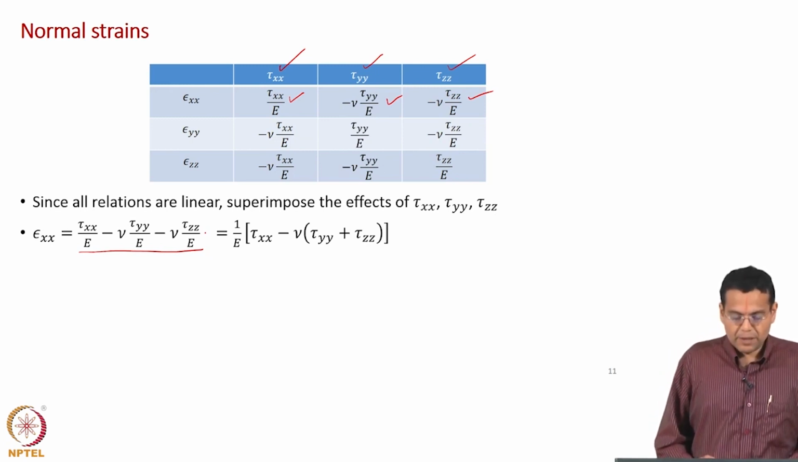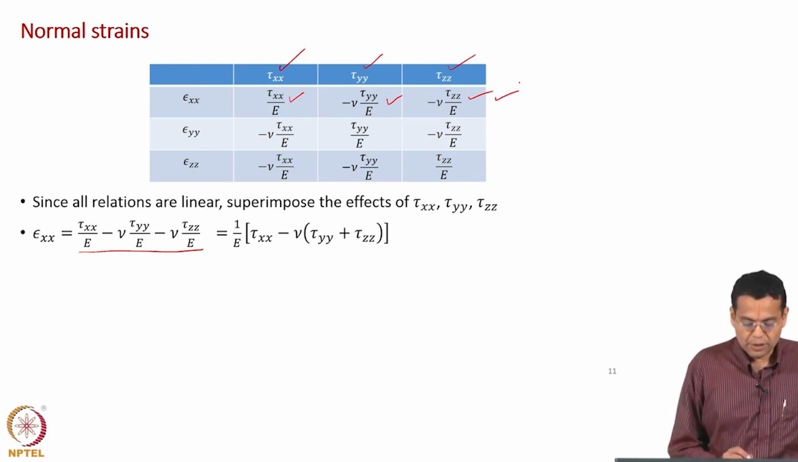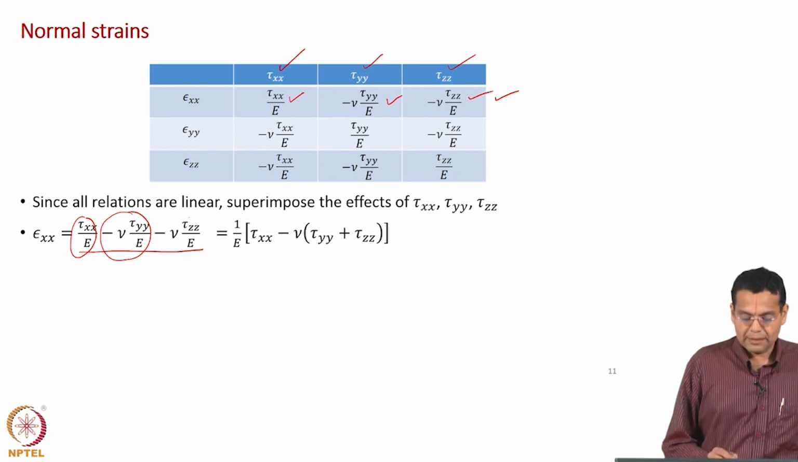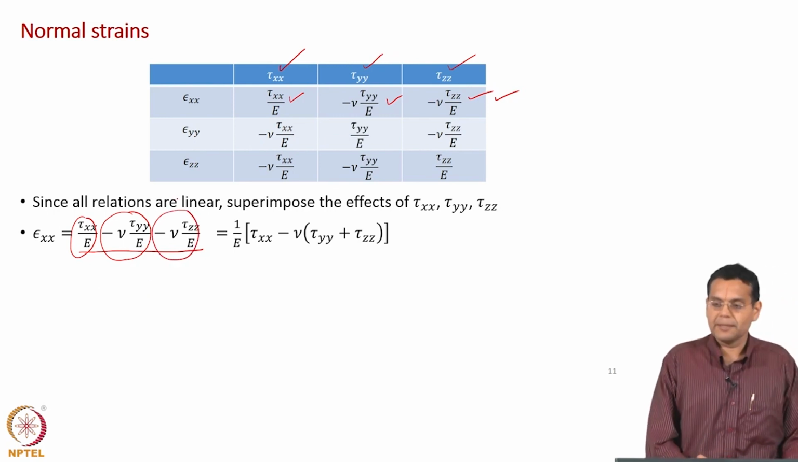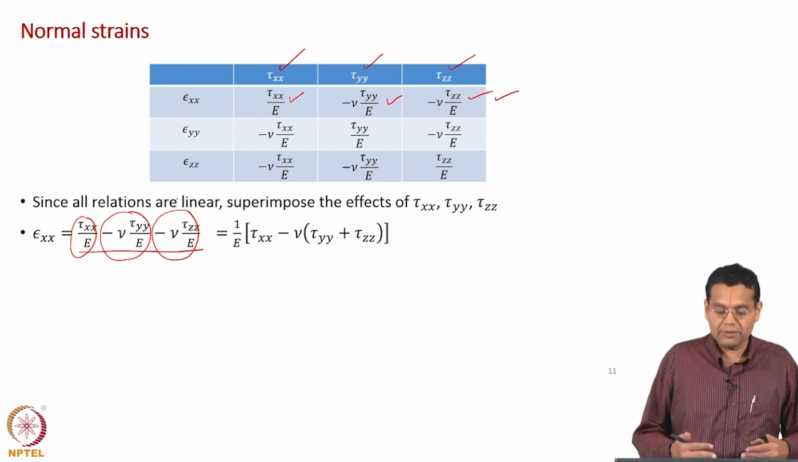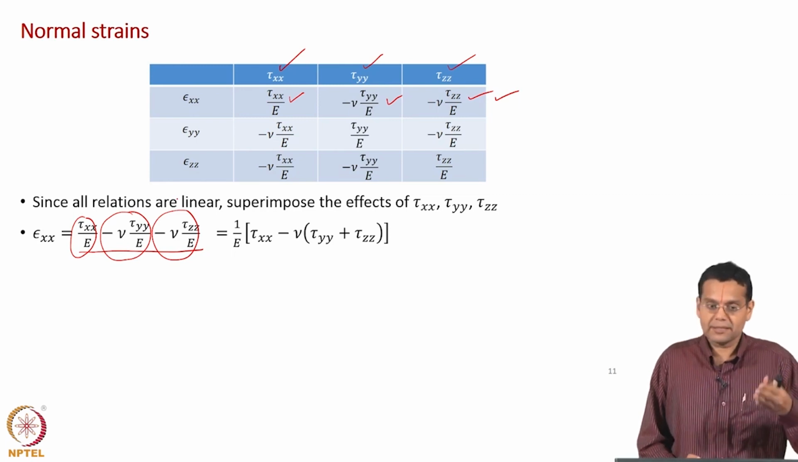Now, what I have done is added the entries in the first row: tau xx by E, and then minus nu into tau yy by E, and then minus nu tau zz by E. When you look at that expression, the way in which we should interpret it is, the first term represents the effect on normal strain due to normal stress in the same direction. The other two represent the effect on normal strain because of normal stress in the two other perpendicular directions. That is what you should understand.